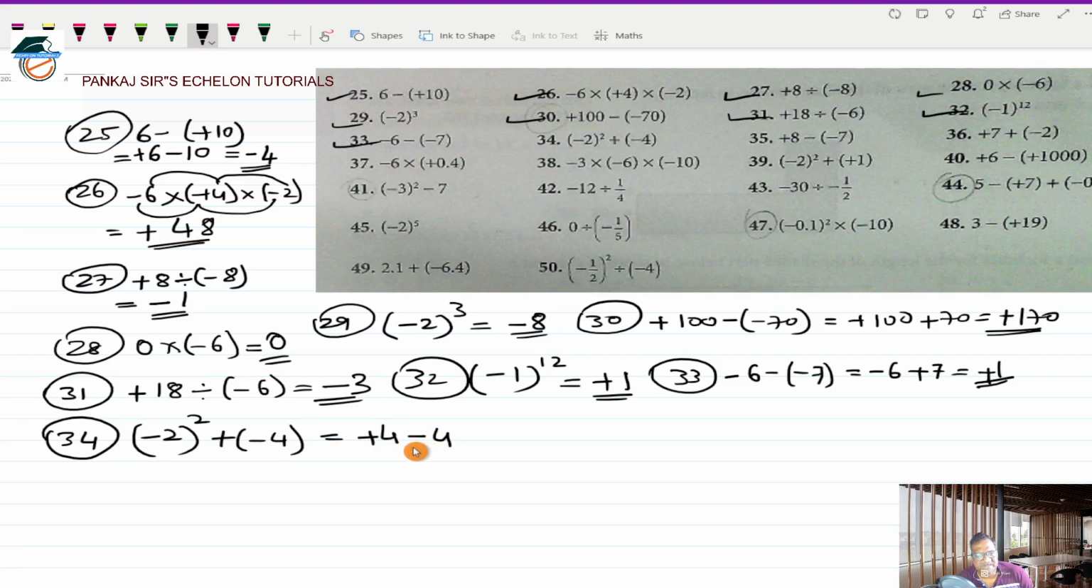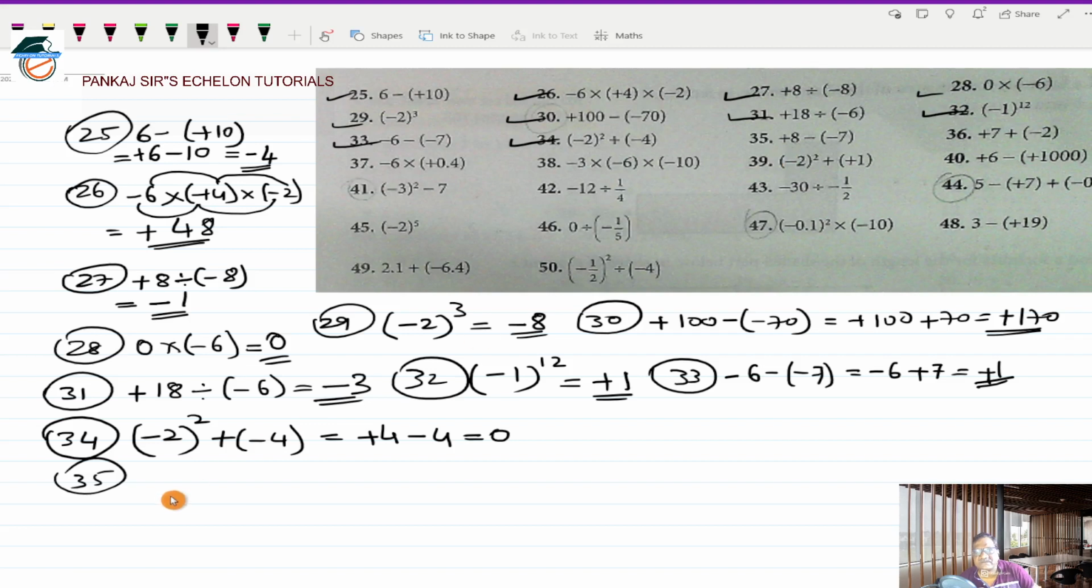So when you have two identical numbers but with the opposite sign, again the answer will always be equal to 0. So here the answer is 0. 34th ka answer is 0. That also we are done with. Now coming to, one second, coming to 35th.